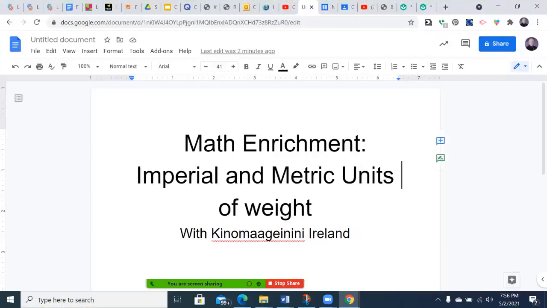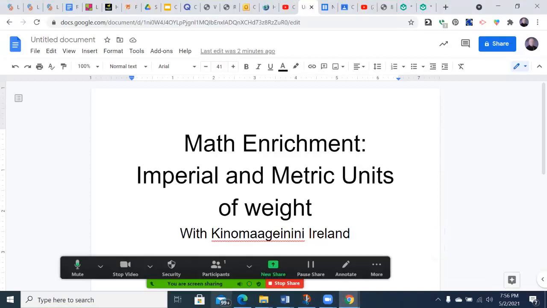Today's lesson: Imperial and Metric Units of Weight. All right, let's begin with quickly a share of our whiteboard. Some terms that we will be using today.